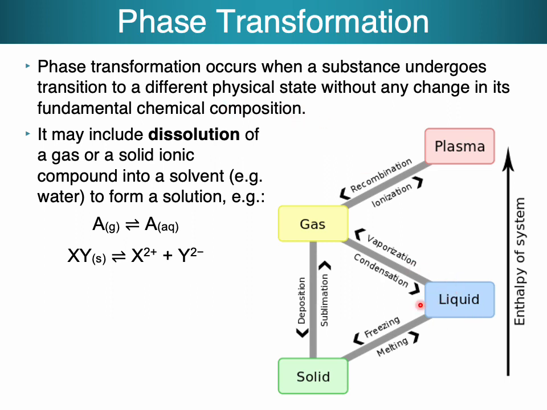For instance, when liquid water evaporates to become water vapor, this process is called vaporization, and that is a form of phase transformation. And when water vapor condenses to form liquid water, maybe as clouds or rainwater in the atmosphere, that process called condensation is also a form of phase transformation. Liquid water freezing to form ice, or ice melting to form liquid water, are also forms of phase transformation, of course.